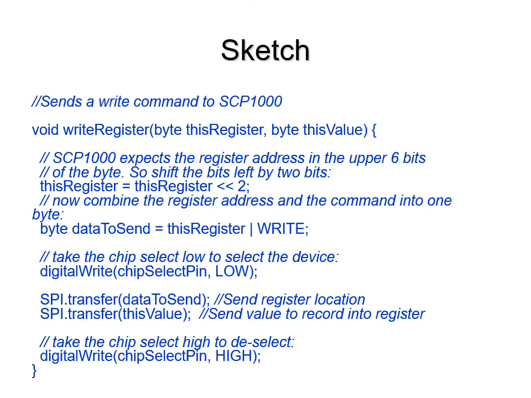And here we have the write register function. It's doing the reverse of the read register. It also shifts the register, that means the address of the register in the sensor, together with the write command. Then again select the device, write the data, and finally you set high to deselect the sensor.